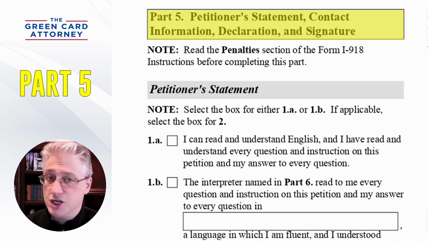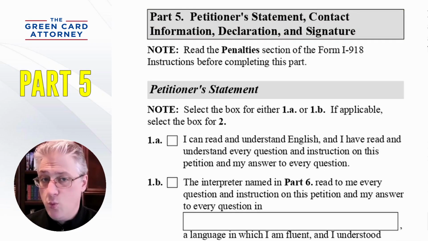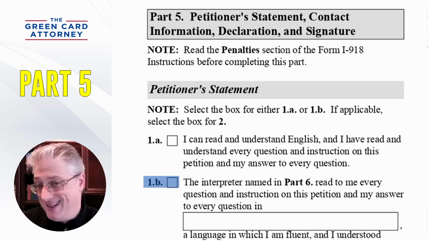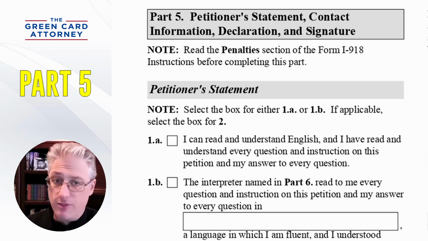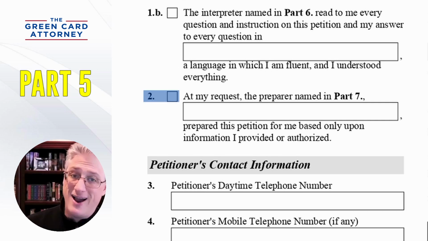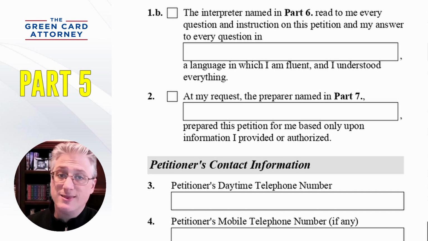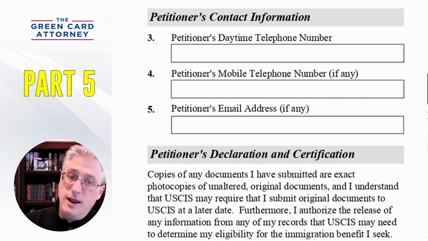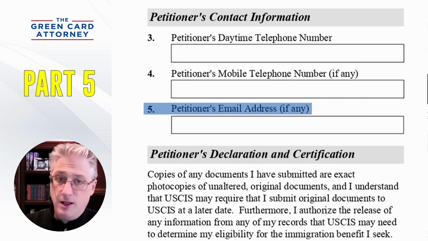Part 5. In this section, you must select if you understand the language with which you are filling out this form, that is English. If you need an interpreter, select box 1B and write what language you're most comfortable with. In the case of option number 2, if someone is filing this form for you, you must write the name of the person helping you. For example, the name of your lawyer. Thing to know about notarios, they never put their name, they put your name because they're never responsible for what happens. Attorneys will put their name because they are responsible for what happens. In the next section, you have to write your phone number and email address as the applicant.